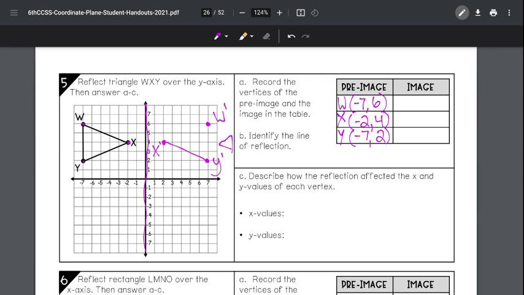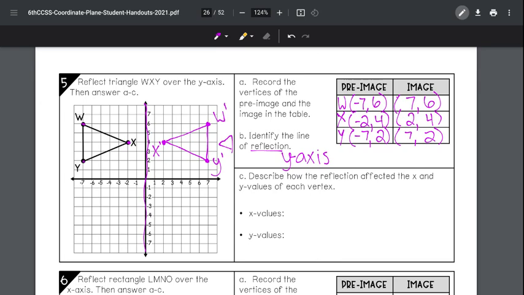And then you connect your dots, and we have our shape. Okay, now they're like a mirror. So now we have to put our new points. Where's W prime? It's 7, 6. X is at 2, 4. And Y is at 7, 2. What line did we reflect over? What's our line of reflection? The y-axis.